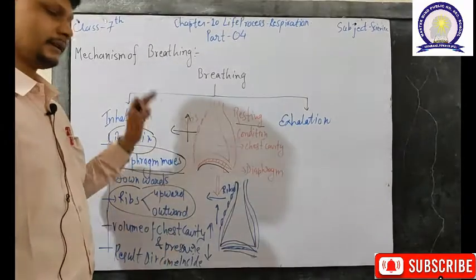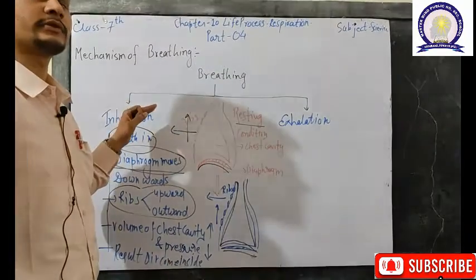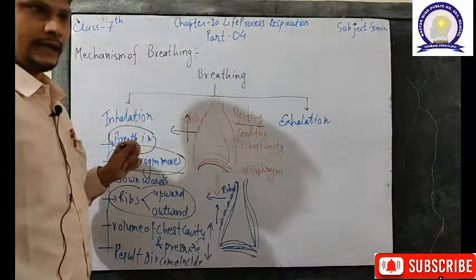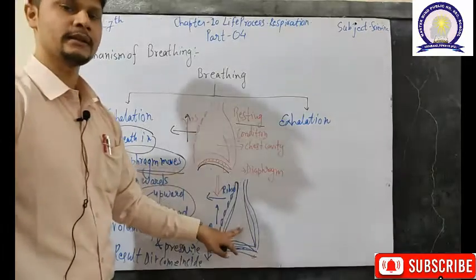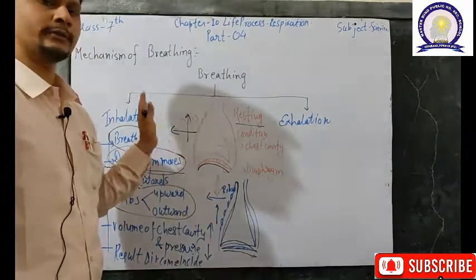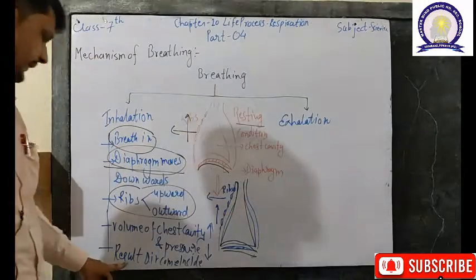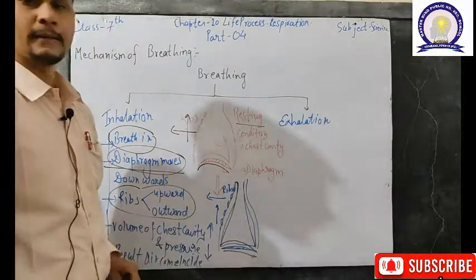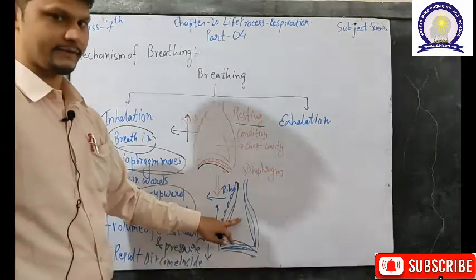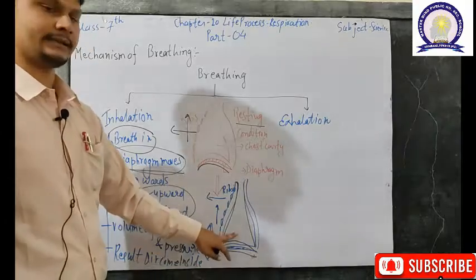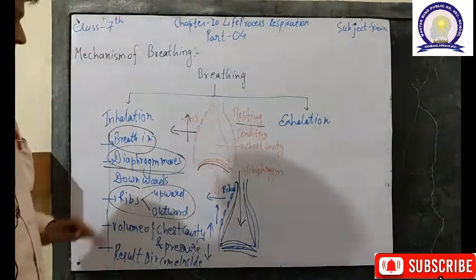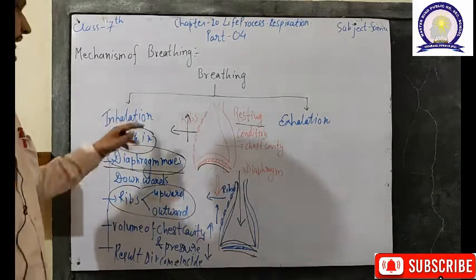That means the air outside the body, in the atmosphere, is at higher pressure, and the pressure in the chest cavity decreases, so the air flows from outside to inside the body. So because of the increase in the volume of the thoracic cavity and decrease in the pressure in the thoracic cavity, the air comes inside the chest cavity or inside the lungs. This completes the process of inhalation.